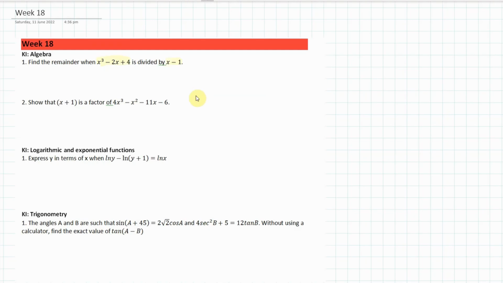Now, if we're dividing it by x minus 1, to find the remainder, we could do long division, but the easiest way of doing it is going f(1), right? If this is a factor, then x will be 1 when we're trying to factorize it or divide it by that. We're going to make x equal to 1. And so when we pop 1 into here, we get 1 cubed, which is 1, take away 2, which is minus 1, plus 4, which is 3. So the remainder is 3.